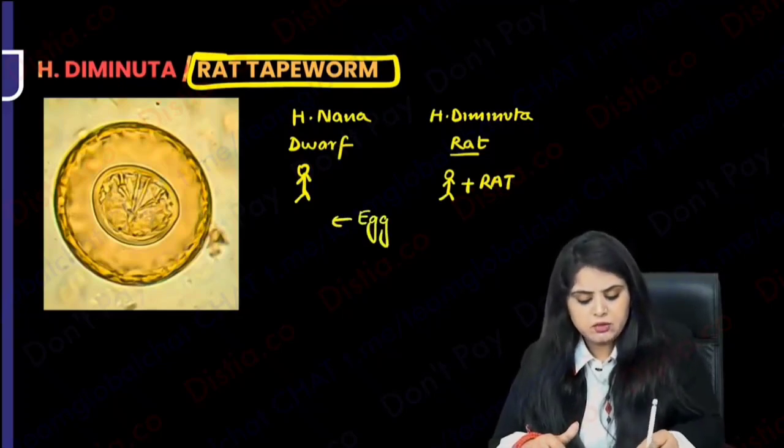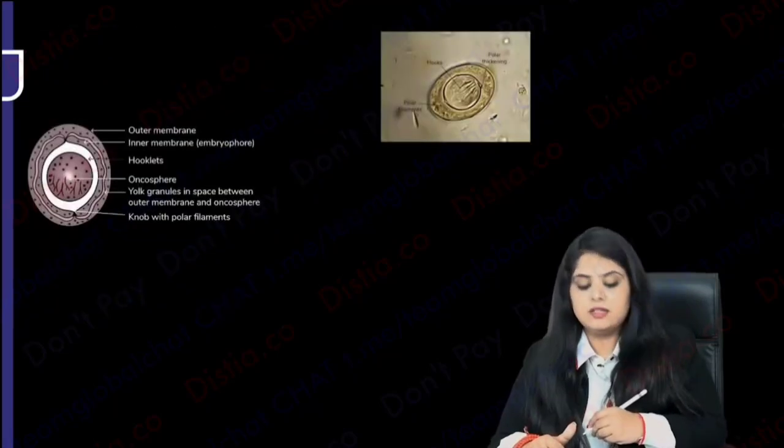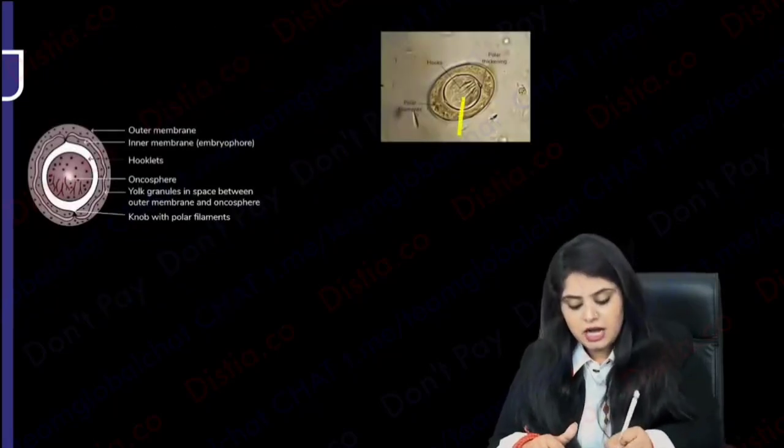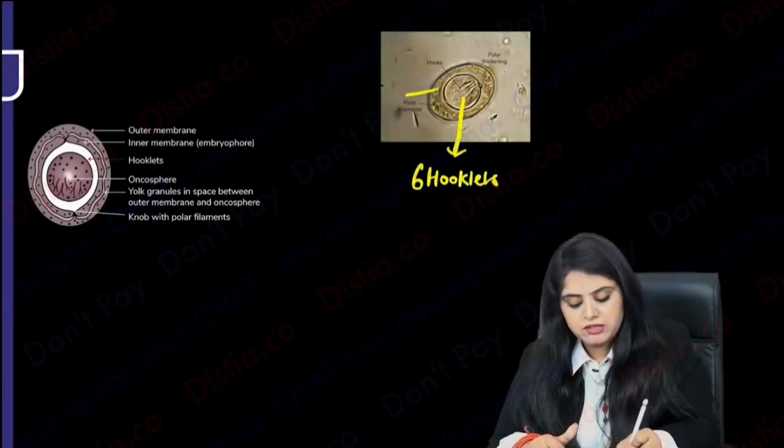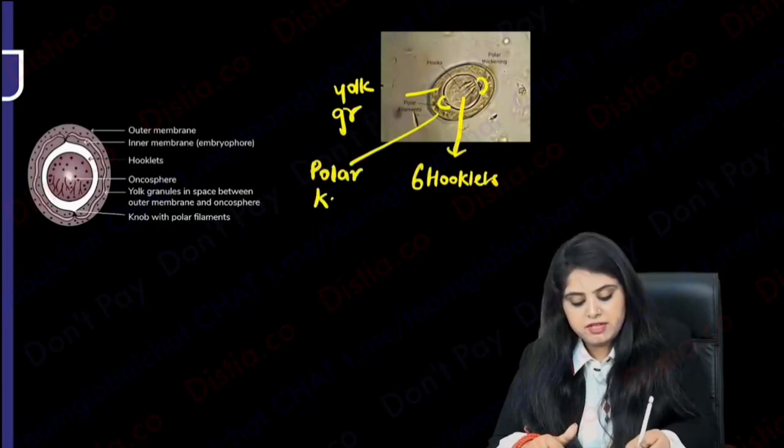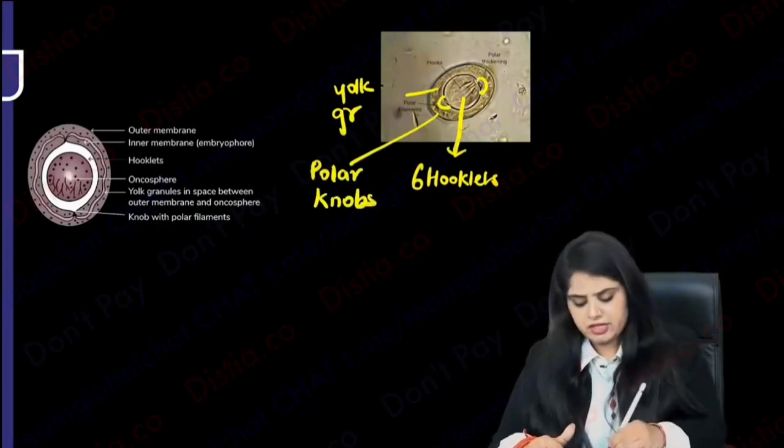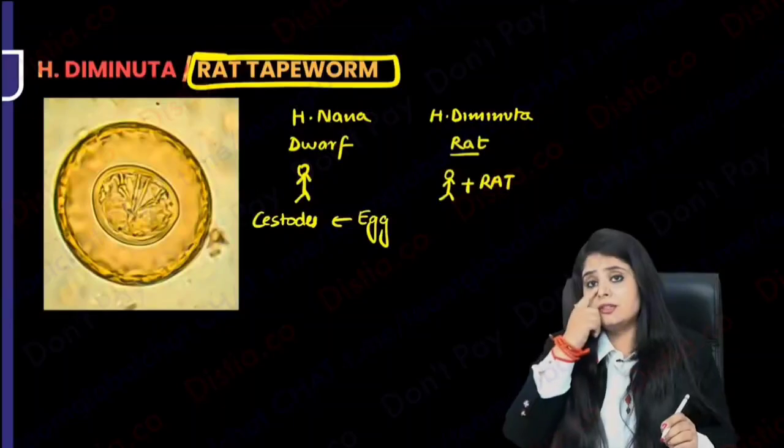Now you will say, how do their eggs look like? You will say H. nana looks like any other cestode egg. It's going to have the same. Let me show you that egg again. Do we all remember this egg that we did? How many hooklets will it have? It will have 6 hooklets. Will it have all these yolk granules? Hai na? Yolk granules hoga. It will have those 2 polar knobs also. All of that, ma'am, that we have studied earlier, H. nana ka to waisa hi chalega. Just like any other cestode egg it's gonna be.